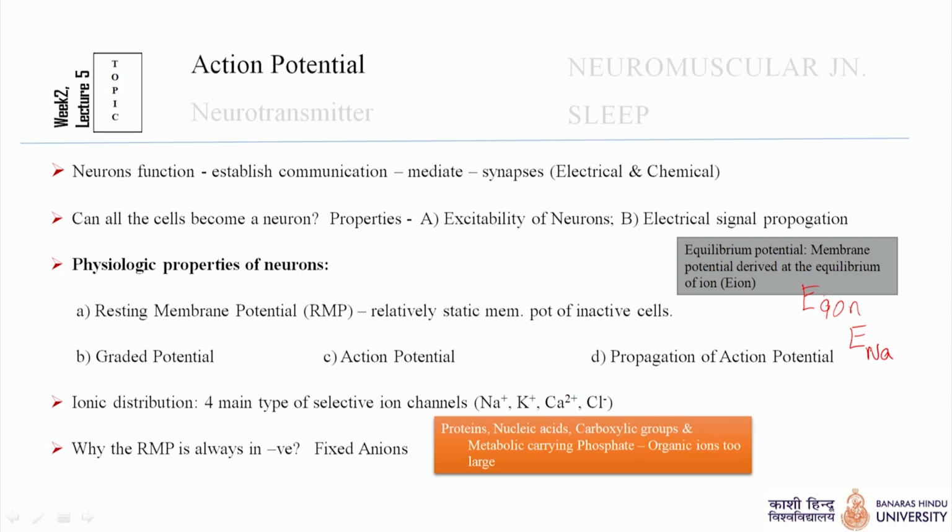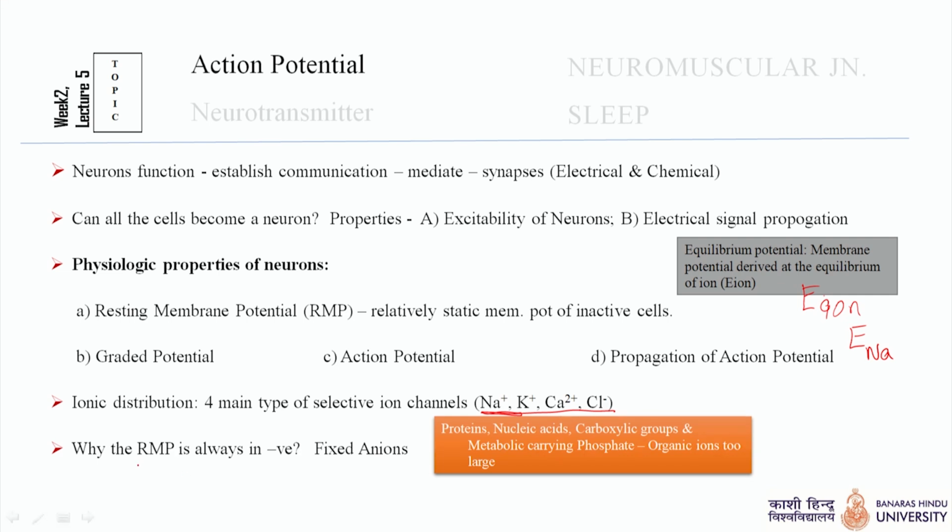Then coming to the ionic distributions, there are four important ions in the body, or ion channels you can say. First and foremost is sodium, next is potassium, then calcium, and then chloride ions. Based on the activation and inactivation of these channels, the neurons may be depolarized or hyperpolarized.